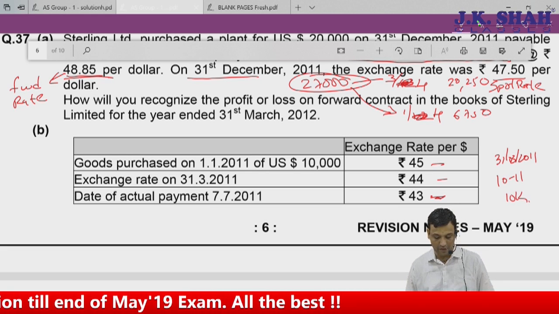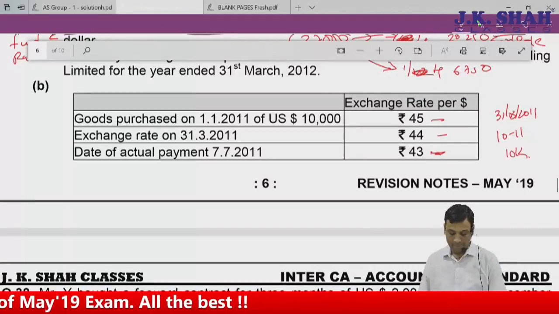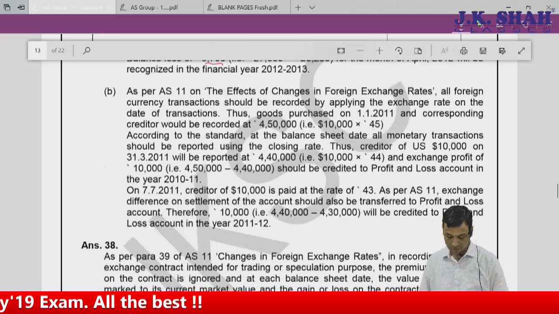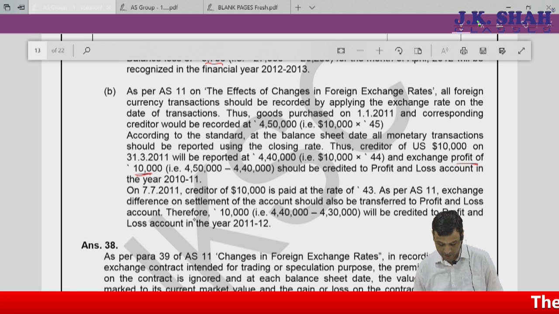Similarly, there will also be a gain of 10,000 rupees for the next financial year, that is 11-12. So a gain of 10,000 rupees, and next also there is a gain of 10,000 rupees.